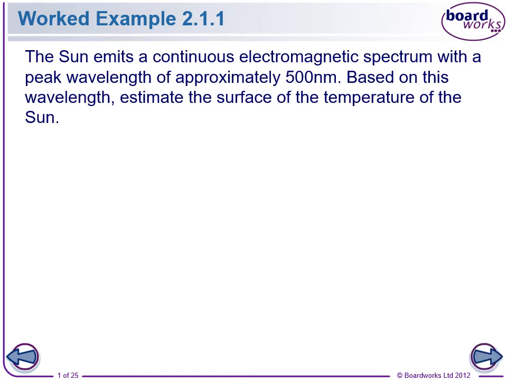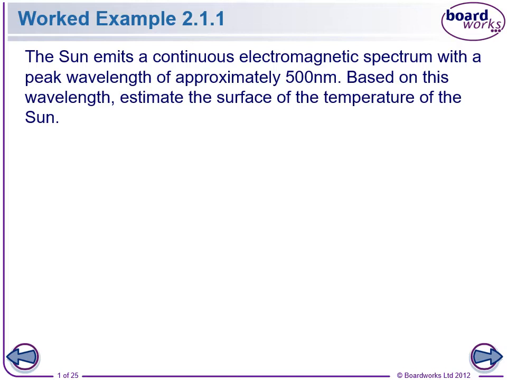So the sun emits a continuous electromagnetic spectrum with a peak wavelength of approximately 500 nanometers. Based on this wavelength, estimate the surface temperature of the sun. So this is actually something that astronomers use. They will look at the peak wavelength emitted by a star, and by looking at the color of the star, you can tell the temperature of the star.